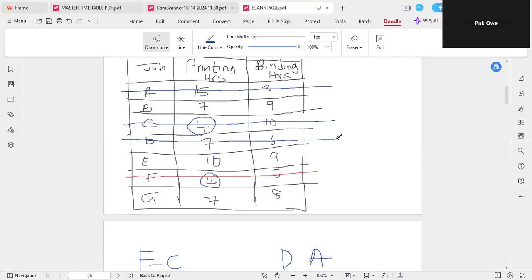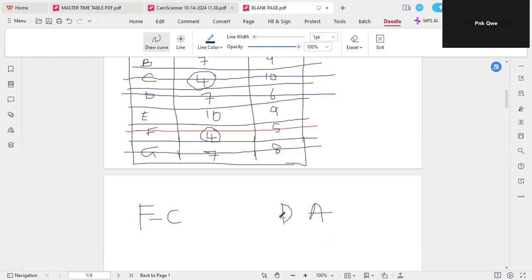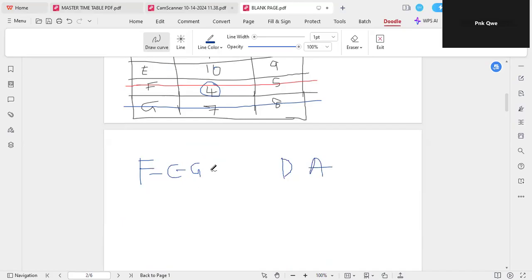Again, the remaining shortest processing time, in this case, is 7, which is B and G. So you do G first. G comes here because it has the shorter processing time of 8. Okay, then 9, that's when we can now go for B.